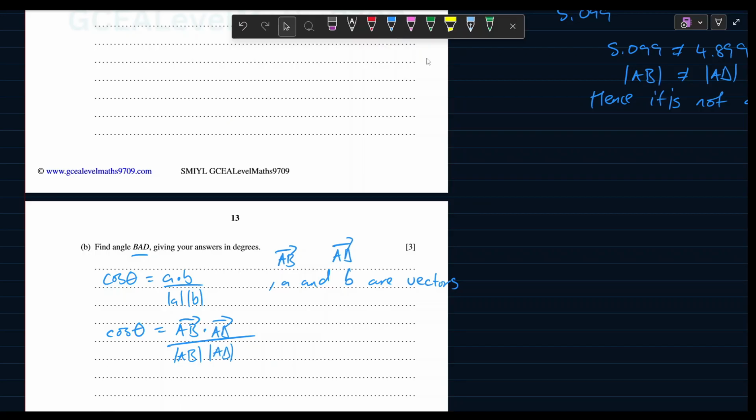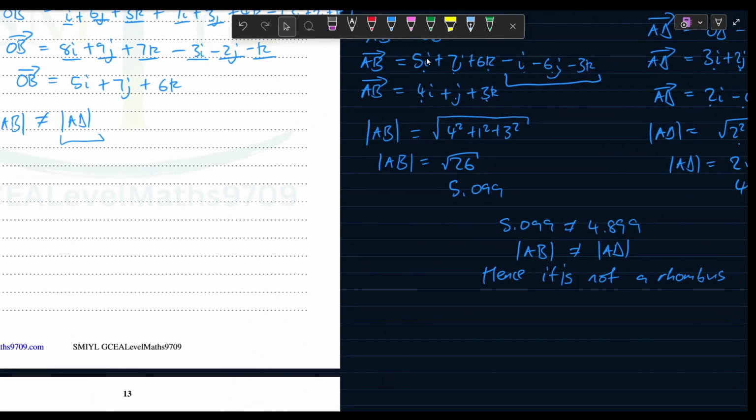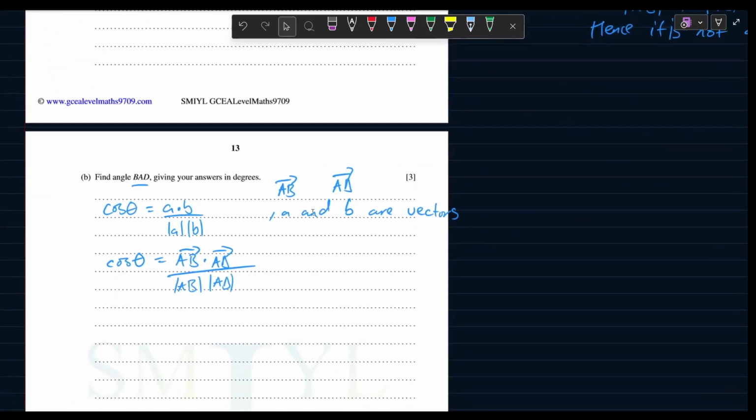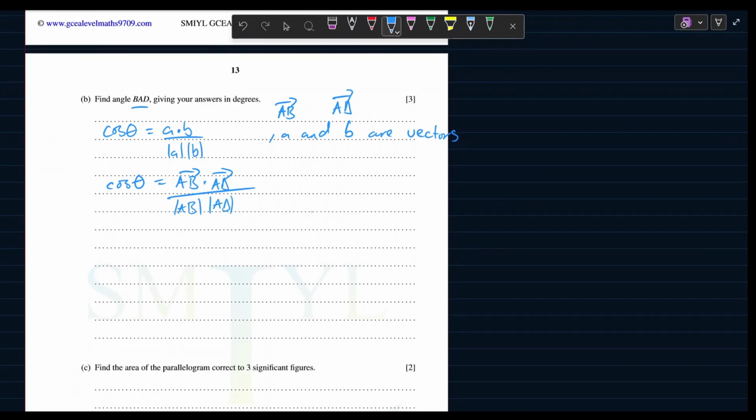Magnitudes of AB and AD we already found. We've got root 26 and 2 root 6. The only thing we need to find is the dot product of AB and AD. So let's do that. AB dot AD.